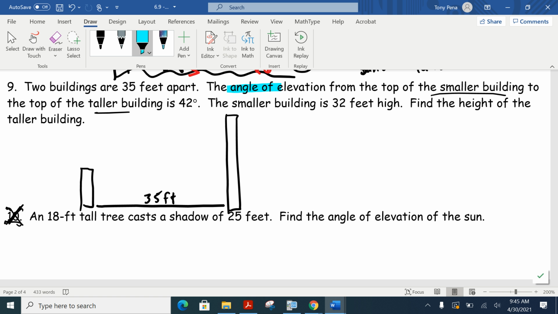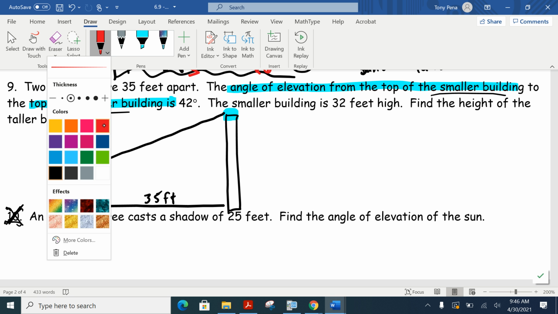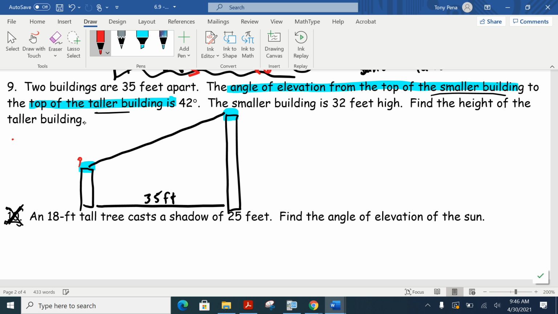So this is saying the angle of elevation from the top of the smaller building, so from right here, to the top of the taller building right here. So from the top of this one to the top of this one, we have an angle formed from here to here. So if I'm looking from the smaller to the top. Remember, the angle of elevation and depression is always considered on your horizontal. So if this is downtown, we're standing on top of one of the big buildings in the city, and you're looking to this one.